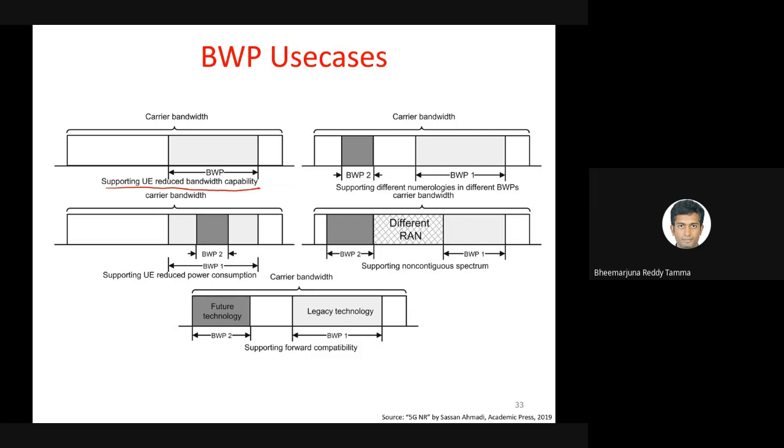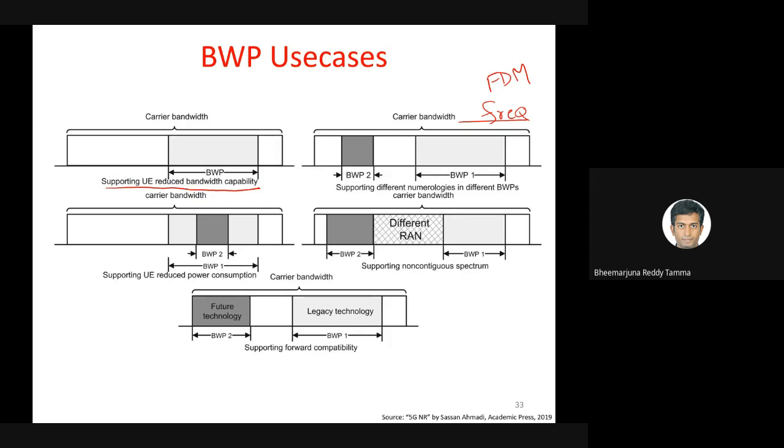Case two is what I was mentioning in the previous discussion, where I can create multiple bandwidth parts. In this illustration, you can see I have two bandwidth parts. On the x-axis, this is the frequency domain. What I'm talking about is frequency division multiplexing, FDM, where the channel bandwidth that you have is divided into two parts.